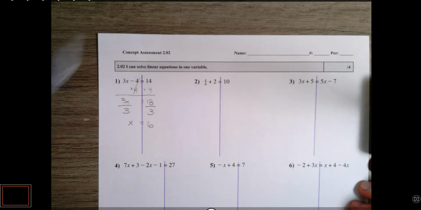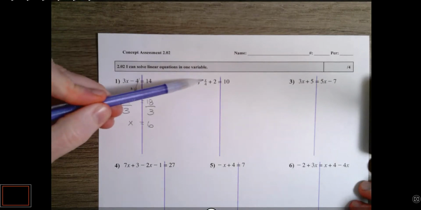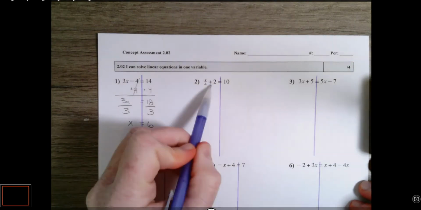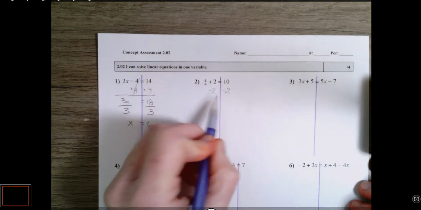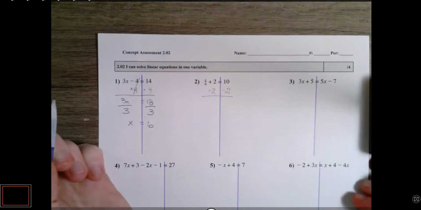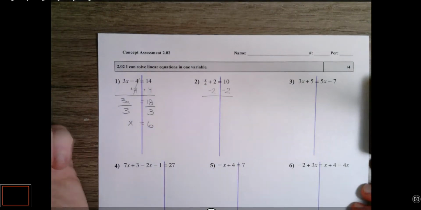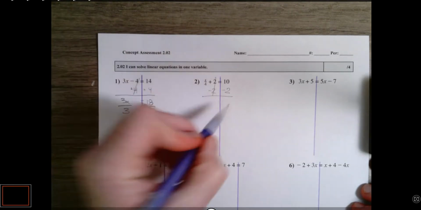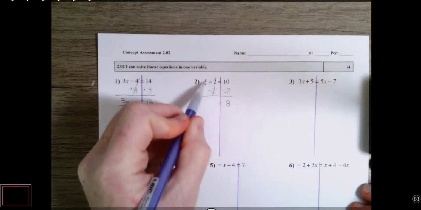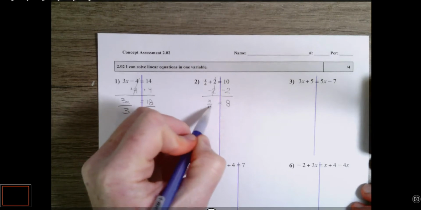All right, next problem, we're trying to get this x by itself. So I need to get rid of this plus 2, so we're going to subtract 2 from both sides. Or you can add a -2 to both sides if you want to think of it that way. +2, -2, it's a 0 pair. 10 minus 2. So I still have x divided by 4.